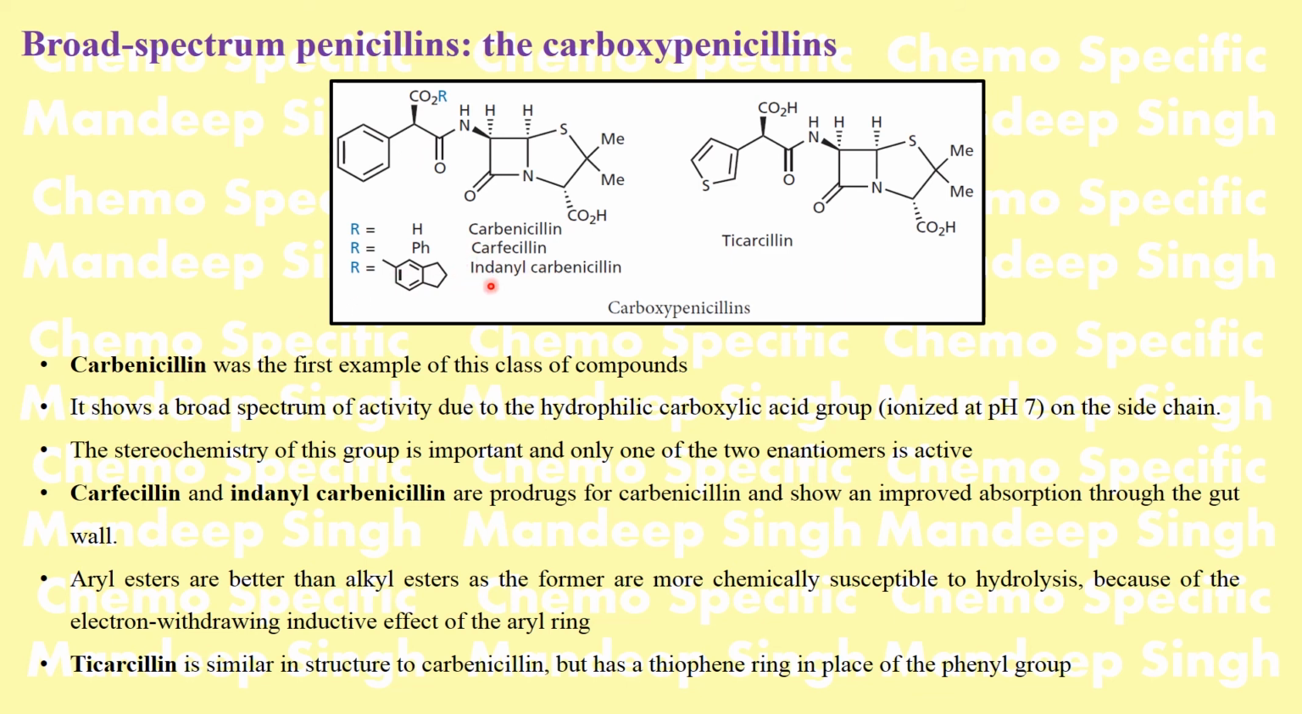Now, as I said, carfecillin and indanyl carbenicillin are nothing but the prodrugs of carbenicillin, so that it can be absorbed properly by the gut wall. And here what we have is an aryl ester. They did try the alkyl esters, but here these are the aryl esters.